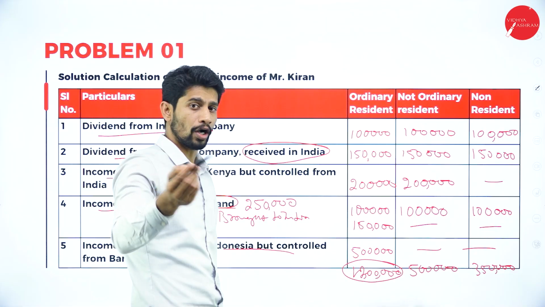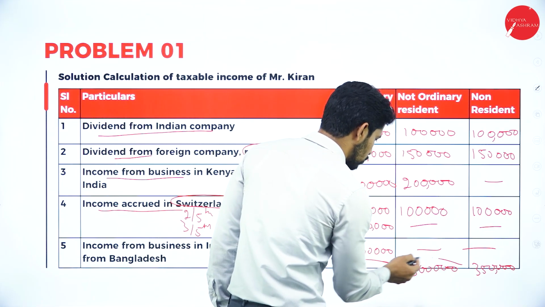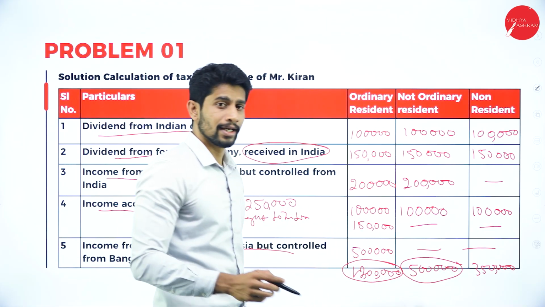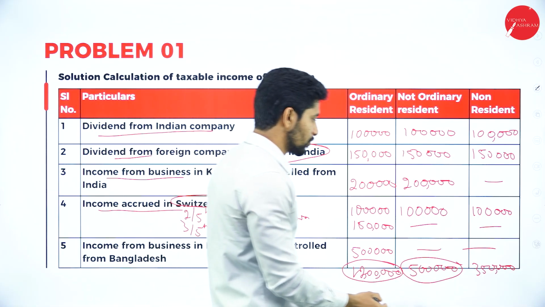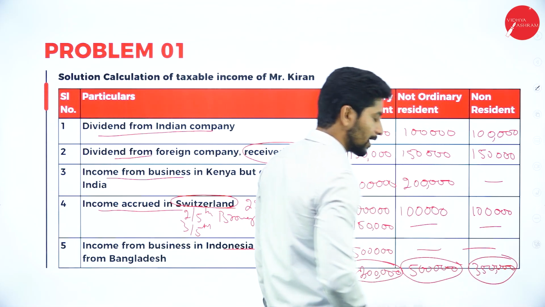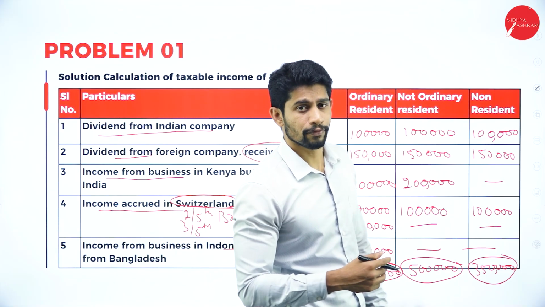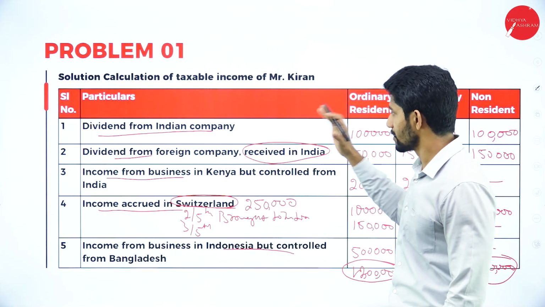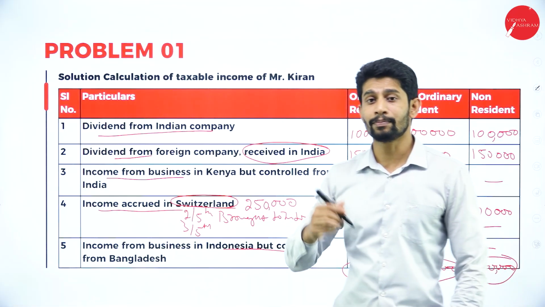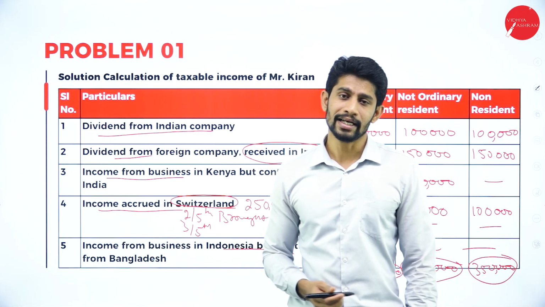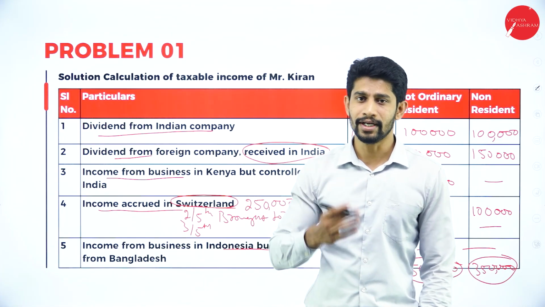That's it. If he is an ordinary resident of India, he is supposed to pay tax on rupees 12 lakhs. If he is a not ordinary resident of India, he is supposed to pay tax on 5 lakhs. If he is a non-resident of India, he is supposed to pay tax on 3,50,000. This is how we solve the problem under the three residential heads if a person is earning income in India or from outside India.